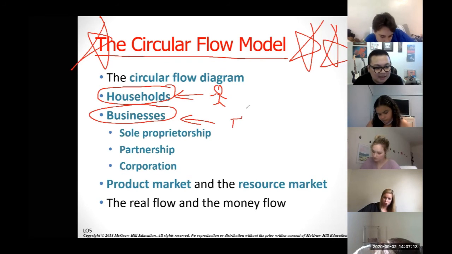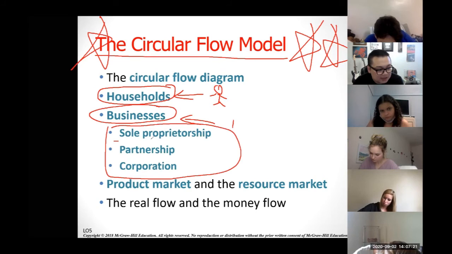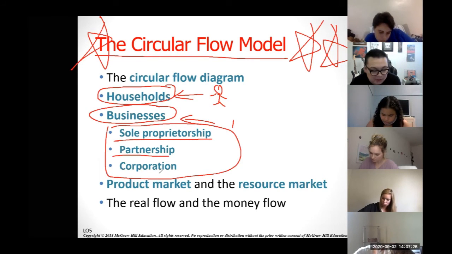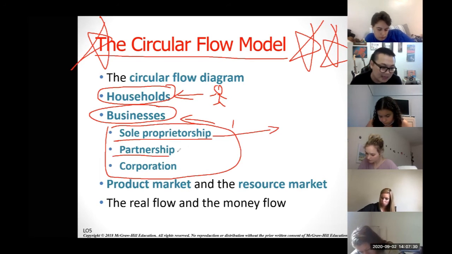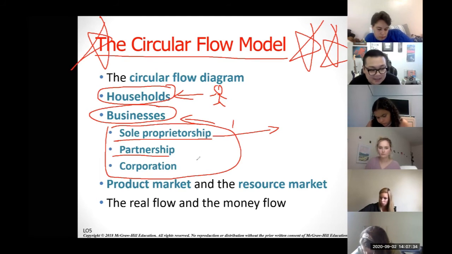It's the company that sells product. I'm sorry, I don't know how to draw that, but anyway, this is the company. And for the business, there are three types. First is the sole proprietorship, second is partnership, and third is corporation. The sole proprietorship means there's only one owner. The partnership means there are two or more owners. And corporation means the investors who own the stock own the company.